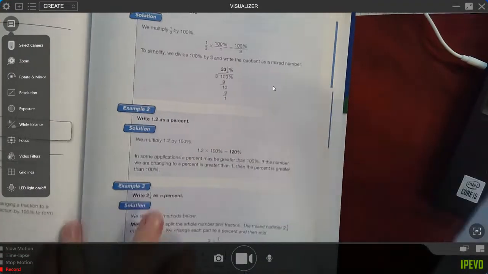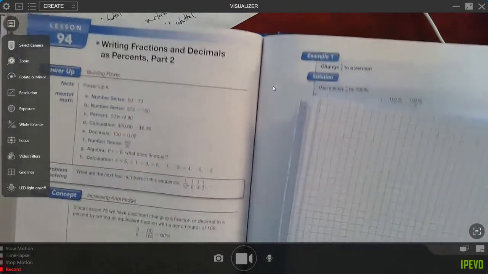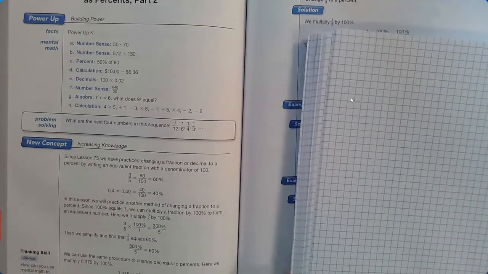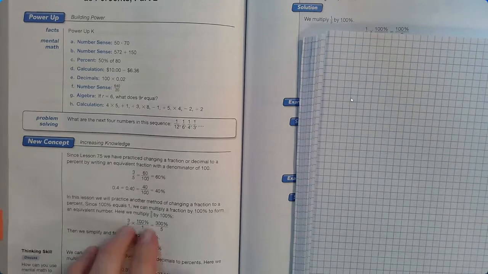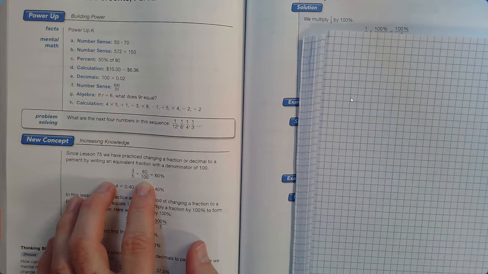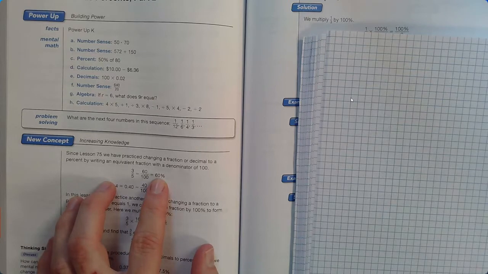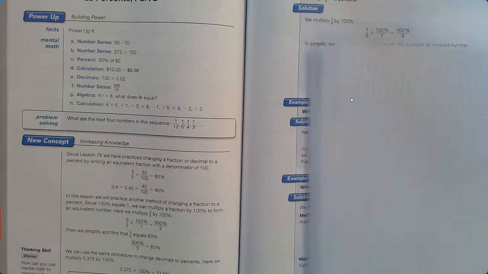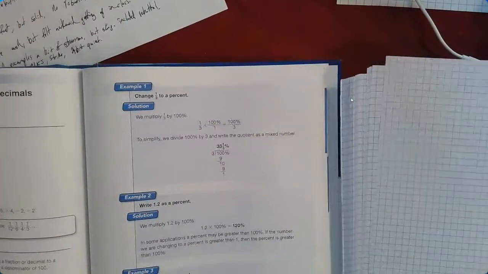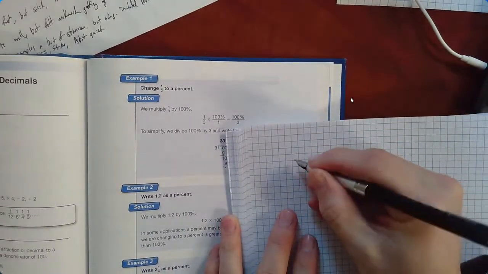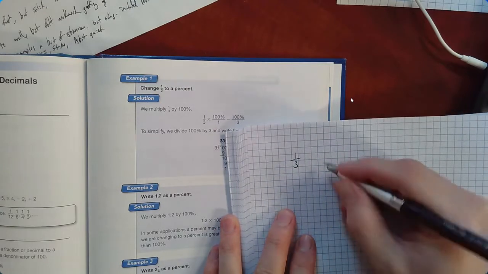Writing fractions and decimals as percents, part 2, okay? This isn't too difficult, I don't think. It's also something that we've kind of been dancing around and playing with for a while. So we've been able to take a fraction, turn it into where the denominator is 100, and then that gives us our percent. Now, the other way that we could do this, and they're going to start to talk to you about that a little bit, is you can turn the fraction into a decimal.